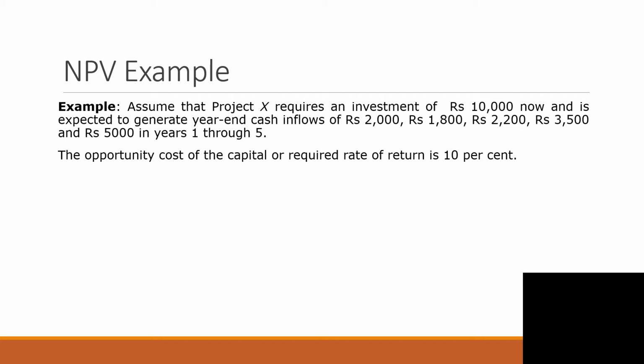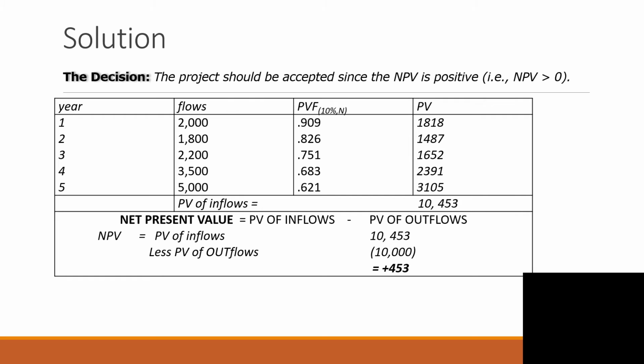Let's do an example. Project X requires an investment of 10,000. It generates cash flows of 2,000, 1,800, 2,200, 3,500 and 5,000 in 5 years. The project's cost of equity is 10%. So let's see if this project makes sense. 2,000, 1,800, 2,200, 3,500, 5,000.